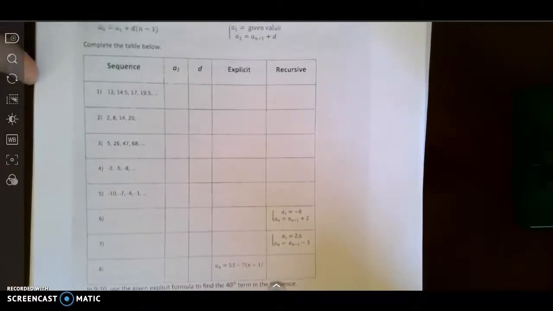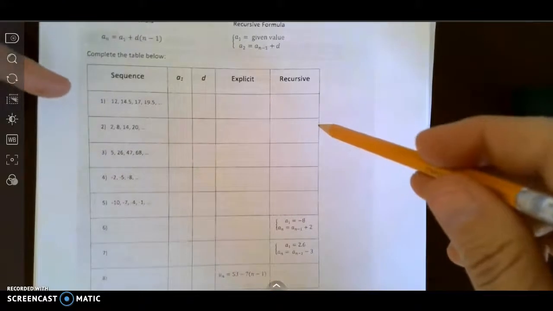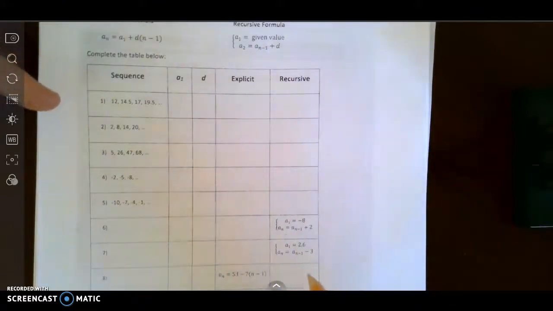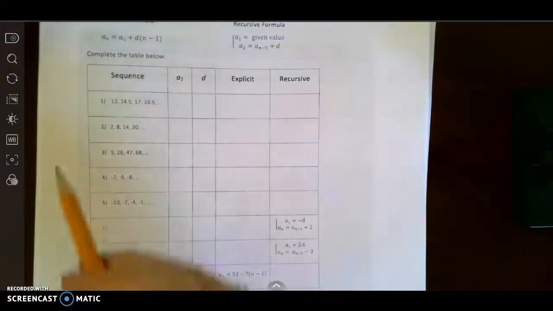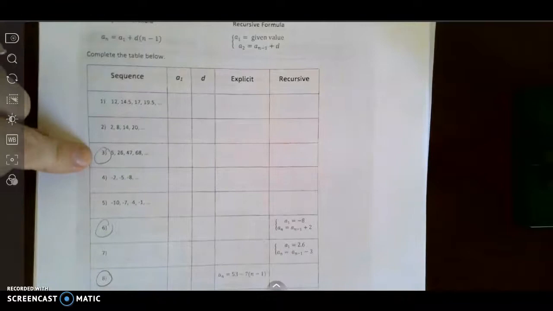So what you're going to do now is you're going to fill out this worksheet, and you're going to be doing the same thing as what I just did at the bottom of that last page, where you're going to fill in this entire table. Let's see, why don't I just do a couple? I'll do 3 and 6 and 8 with you.